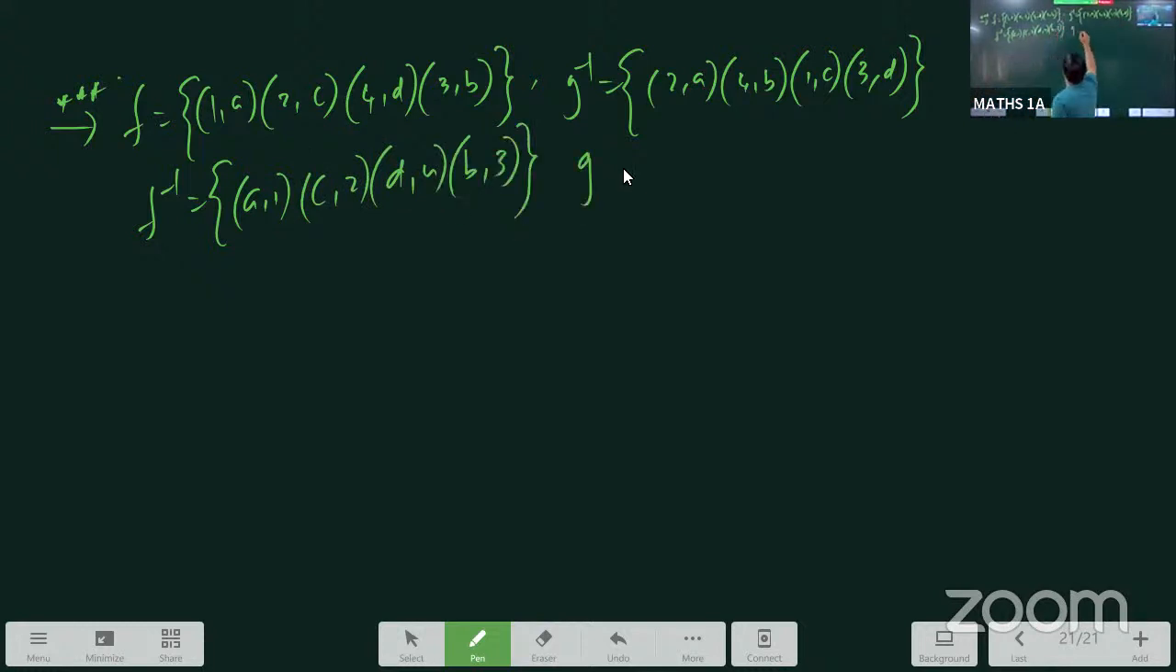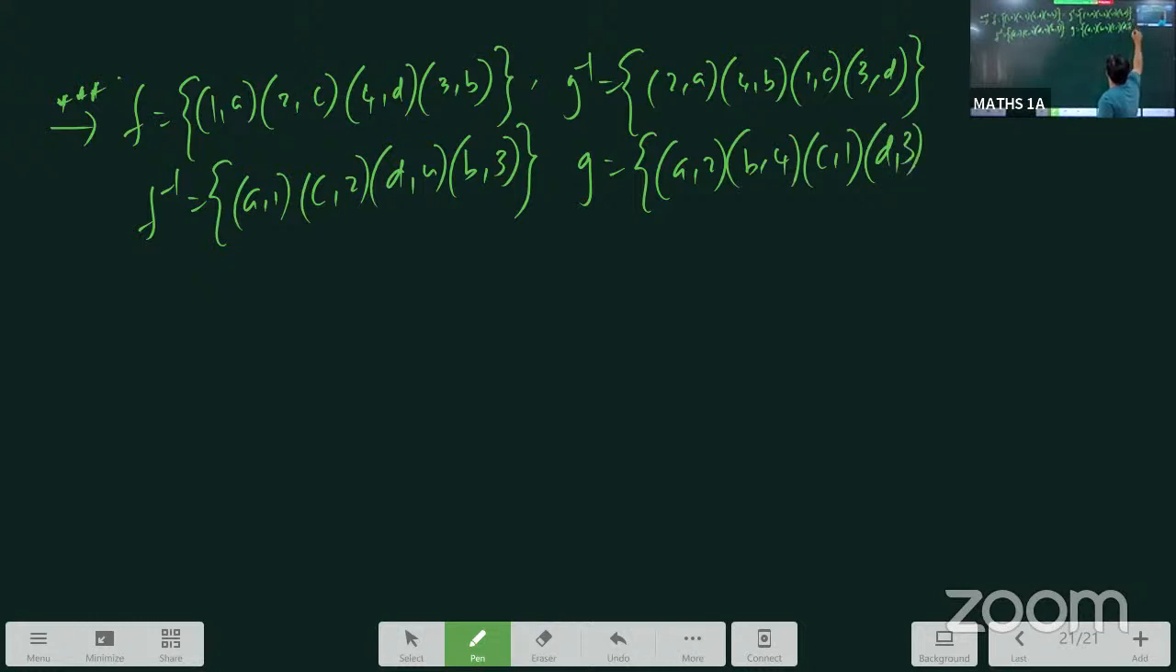Right? Now I want here G. (A, 2), right? (B, 4), (C, 1), (D, 3). Okay. Now what is asking us to show? Show that the theorem which we proved just now: (G circle F) whole inverse is F inverse circle G inverse. And these are the given things what he has.